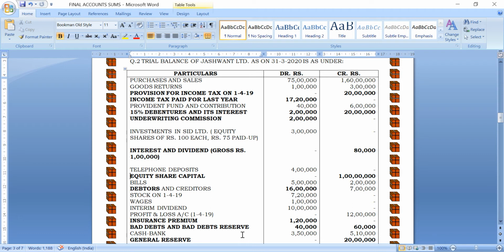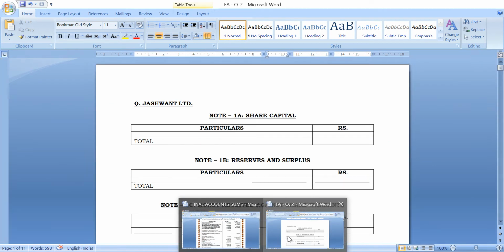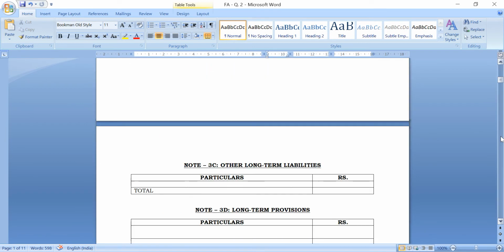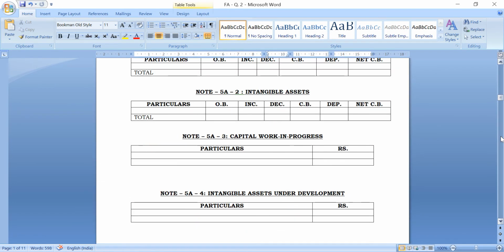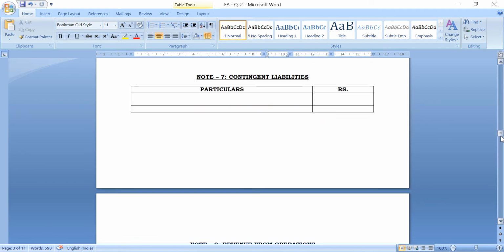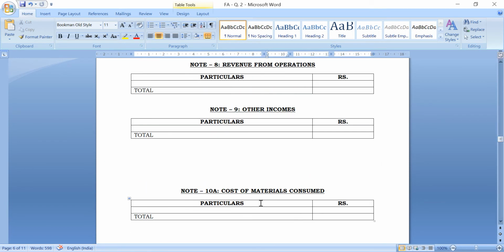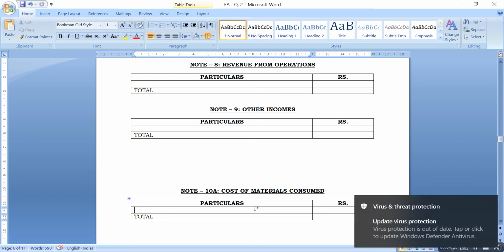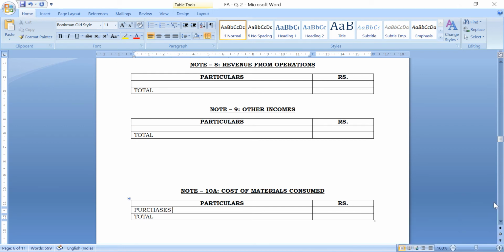First entry is that of purchases. Purchases to be entered in note number 10A. So directly we will go to 10A. You know that. 10A, here it is. Cost of materials consumed. In this we write the purchases entry in the inner column.